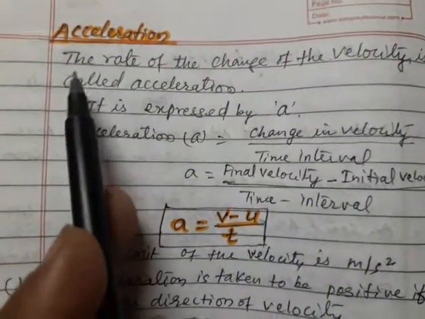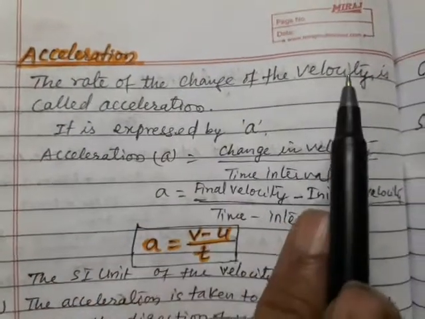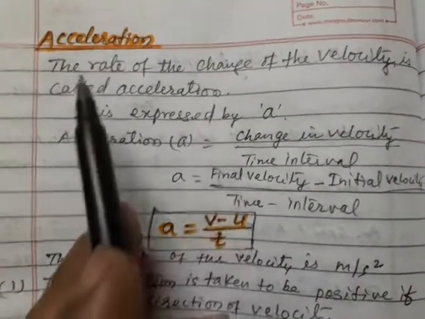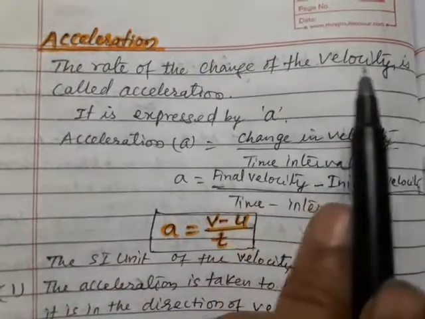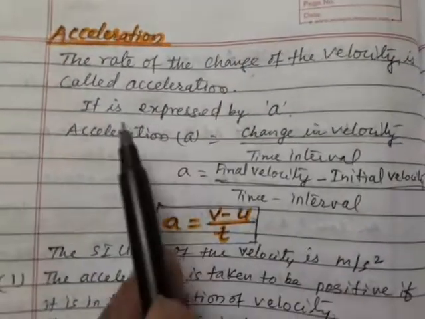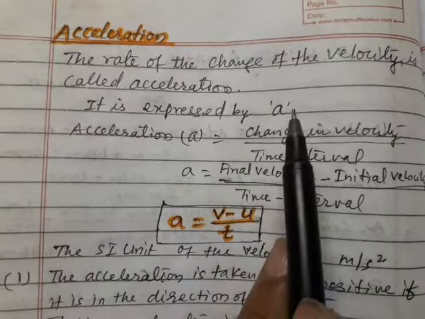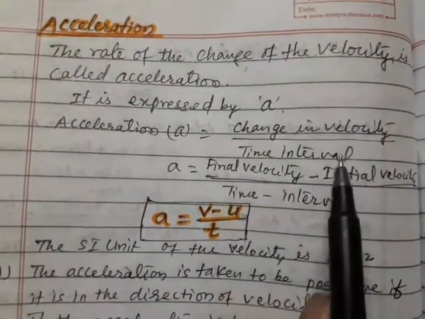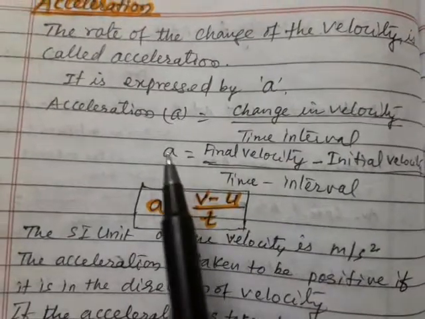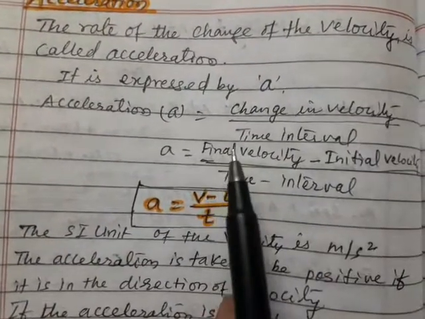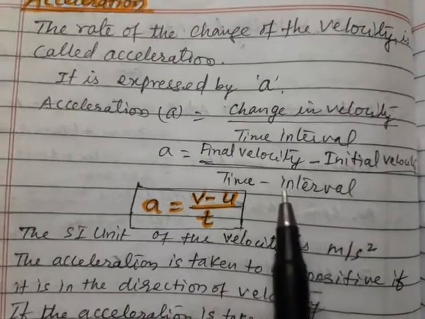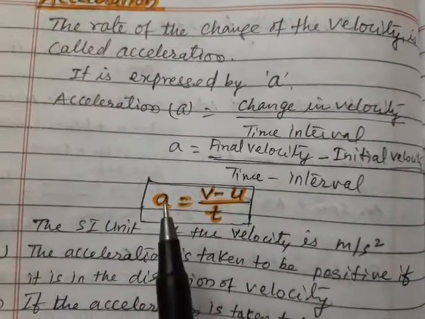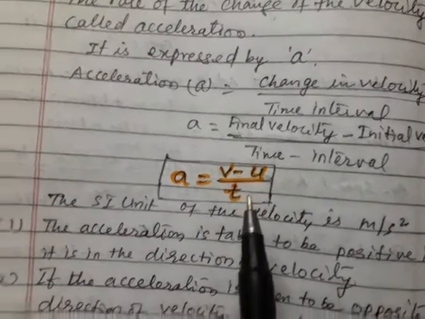How can we define it? The rate of change of the velocity is called acceleration. Rate means the time rate of change of the velocity. It is expressed by the letter a. Acceleration is equal to change in velocity by time interval, and change in velocity means final velocity minus initial velocity by time interval. Therefore, we get a = (v - u)/t.